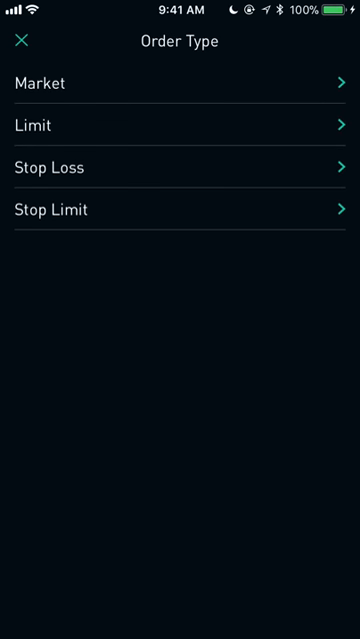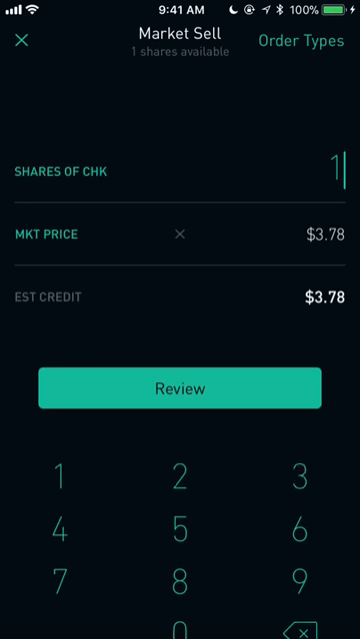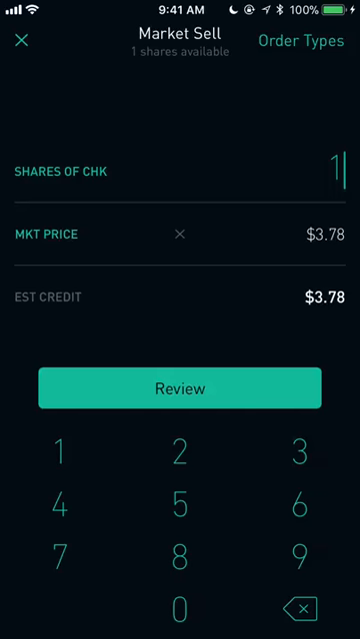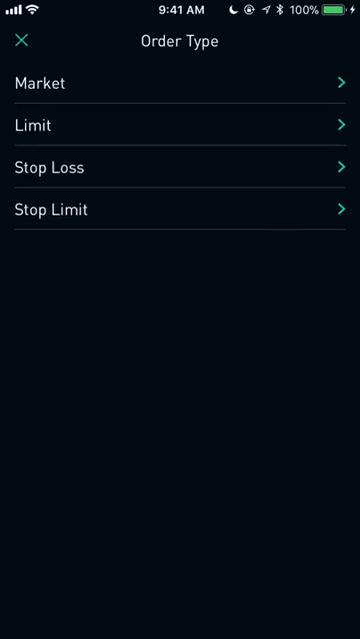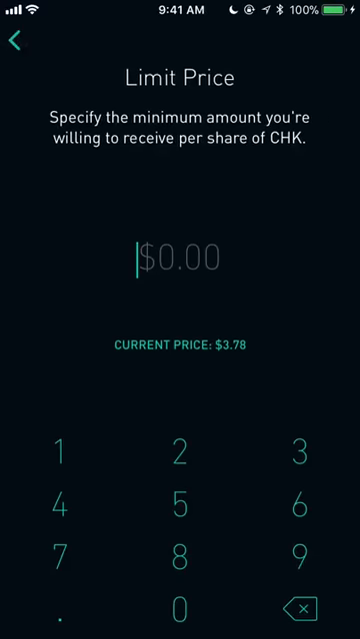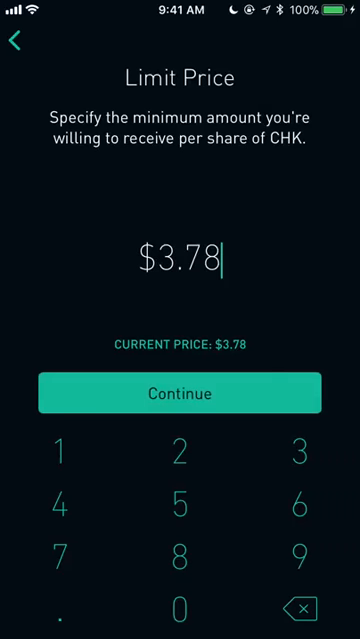So if I go to order types over here, the first one is market, and that just sells it at its current price. So if you just want to sell it right away, you don't want to wait for the price to go up or down, you can definitely do that one. And then limit, as you can see at the top, says specify the minimum amount you're willing to receive per share of CHK. So if I put the amount it's at right now, it would sell it right when it hits 378.